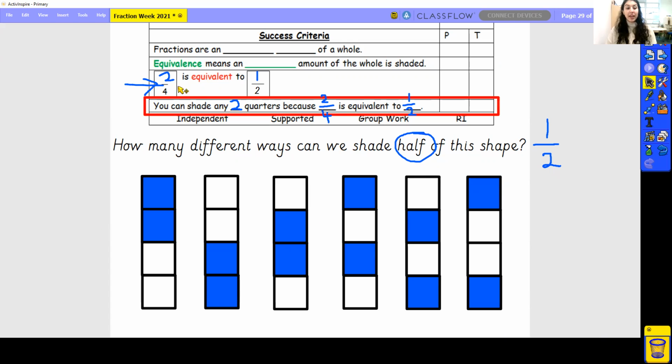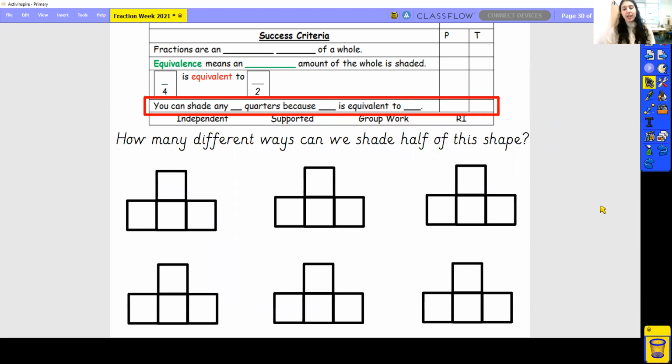So remember, it doesn't matter which 2 quarters we shade. You can shade any 2 quarters because 2 quarters is equivalent to 1/2. So because there's only 2 shaded in each one of my wholes, still equivalent to 1/2 because I can shade any 2 quarters for it to be equivalent to 1/2. Why don't you pause the video and try a similar thing here? How many different ways can you show me half of this shape?